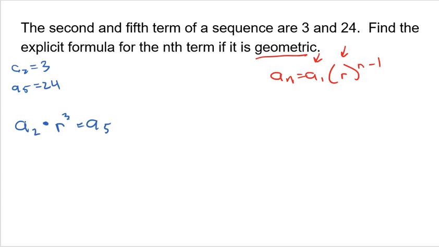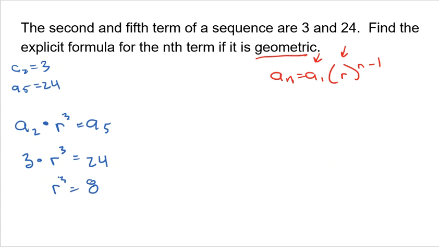So again, if I start with that second term, I would need to multiply by r to the third to get to that fifth term. So again, of course, now I'm just going to substitute in 3 for the second term, r cubed equals 24 for the fifth term. Once again, a little bit different than arithmetic, because in arithmetic you're adding to get to the next term, whereas with geometric you're multiplying to get to that next term. So again, I'm going to divide by 3. r cubed equals 24 divided by 3 is 8.